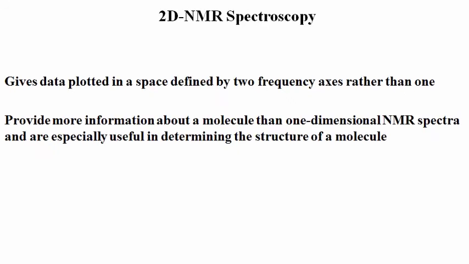So now we're going to switch gears a little bit and talk about the second topic in this video, 2D NMR spectroscopy. In this technique, 2D NMR spectroscopy gives data plotted in a space that's defined by two frequency axes as opposed to just one, just the one ppm that we saw before for regular proton NMR and carbon-13 NMR spectroscopy. And so therefore it provides more information about a molecule than 1D NMR spectra, and it's much more useful to determine molecular structure.